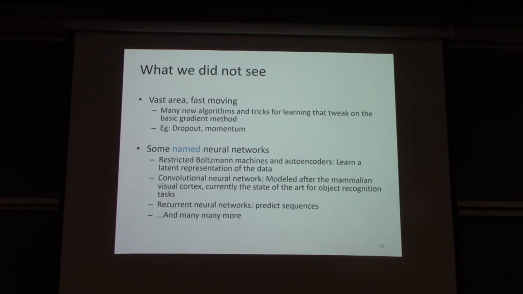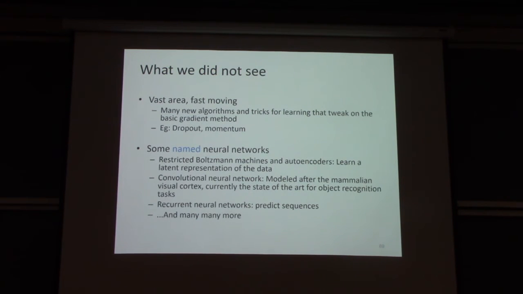What we did not see is actually a ton of stuff. This is a very huge area, very fast moving, and new algorithms and tweaks keep getting invented every day. Right now, there's a conference going on in Barcelona called Neural Information Processing Systems. This is the top tier machine learning conference, NIPS. If you look at the proceedings of NIPS, you'll see that a majority of the publications are some new idea about neural networks. My hope is that, of course, it's humanly impossible to cover all of that in a class.